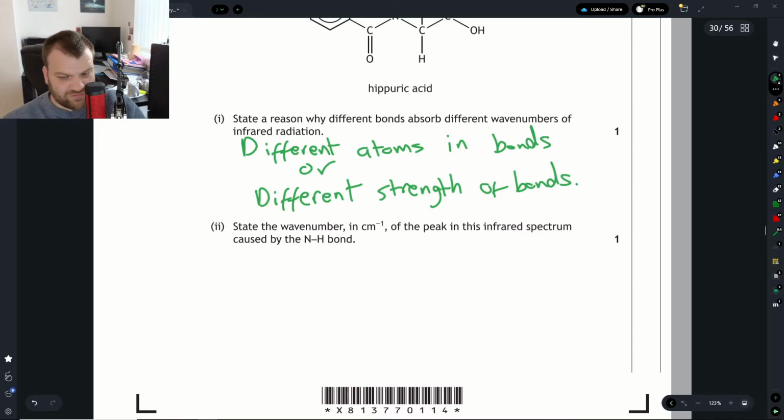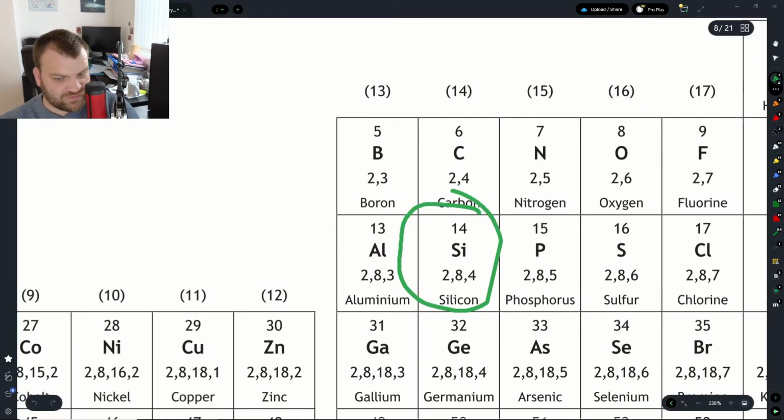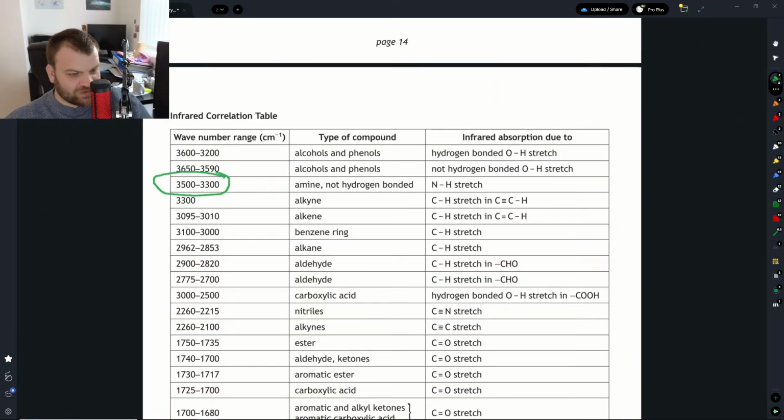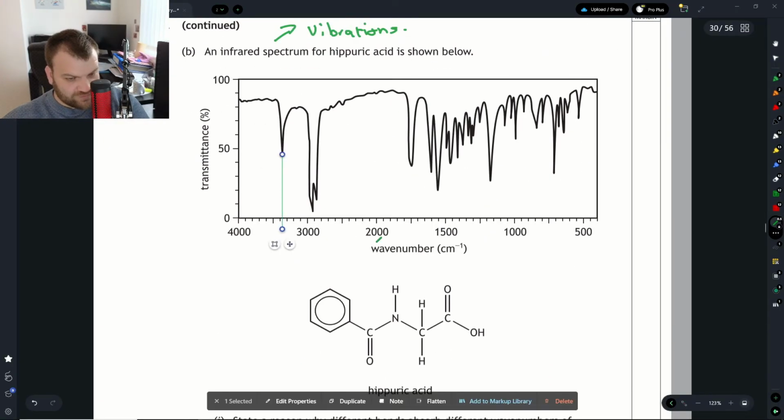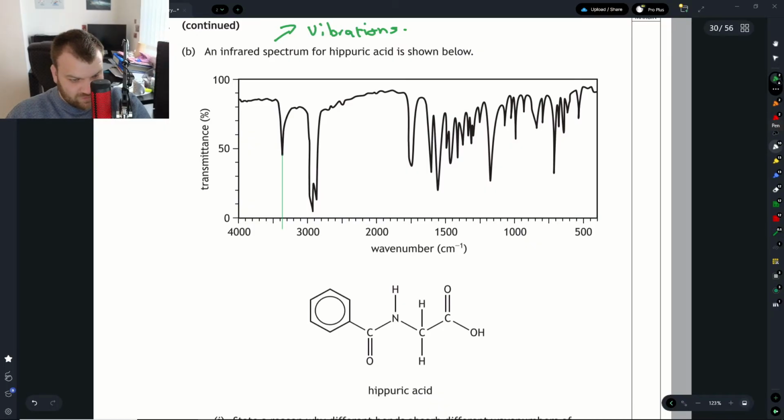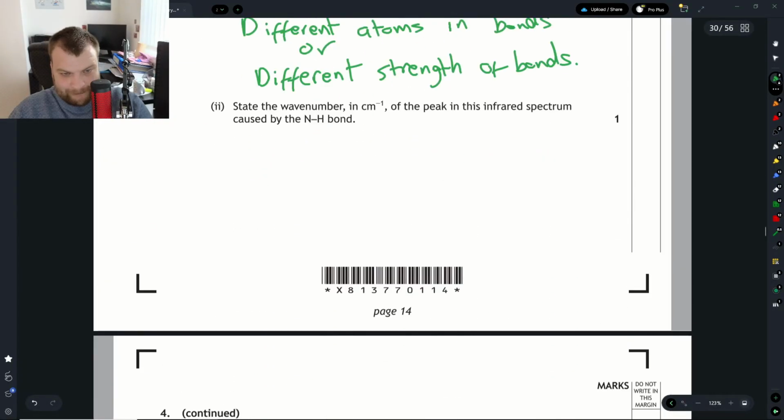State the wave number of the peak in this spectrum caused by an NH bond. We can go through the data booklet first of all. We're looking for the peak between 3,500 and 3,300. That's going to be the peak at the far left. We run this down. Right in the middle, that would be 3,500. This would then be 3,400. So we're looking for something around about there. I'm going to just go for 3,350.